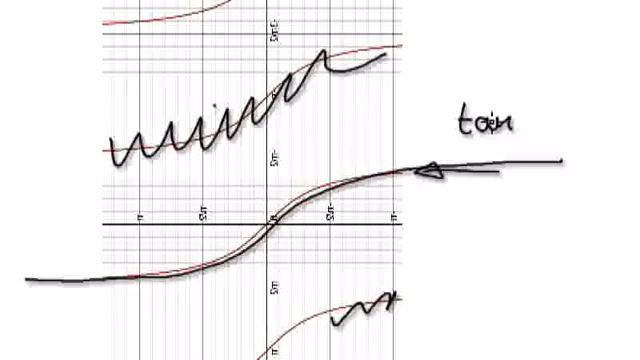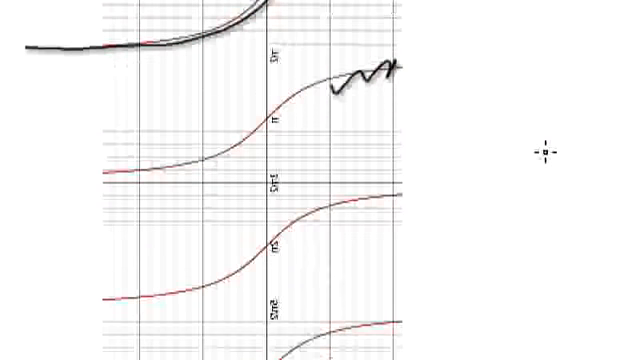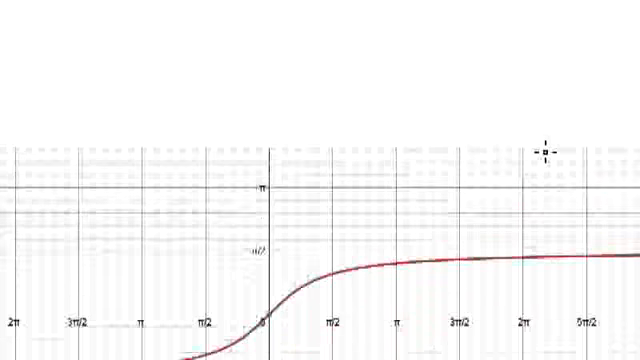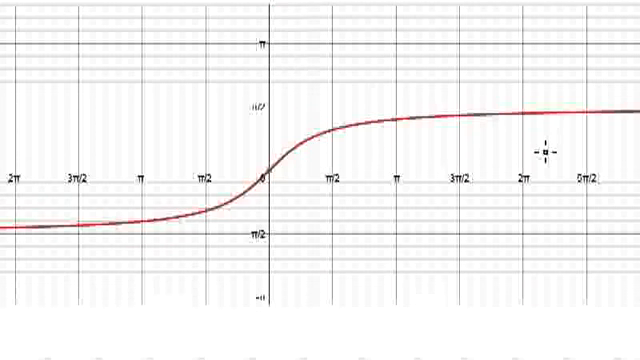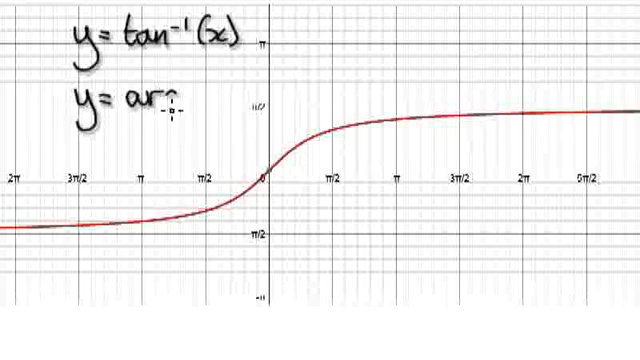So your y equals inverse tan of x will look like this. That's what your graph looks like. If you get a graph plotter and plot y equals inverse tan of x, sometimes it's hard to do this on a calculator, so sometimes you have to type arctan of x. So your graph now looks like this. Arctan of x looks like this.